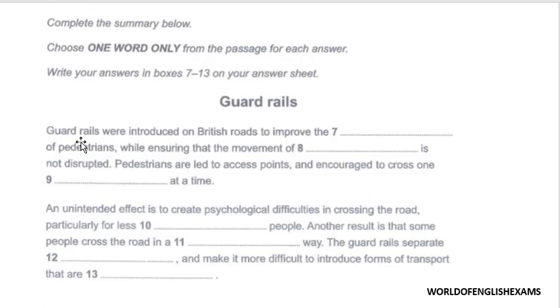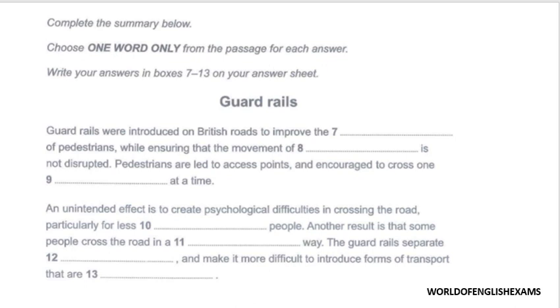So here you already have the term pedestrians. So what do you write the answer as? Safety, to improve the safety of pedestrians. So the answer for the seventh blank is safety, while ensuring that the movement of dash is not disrupted.